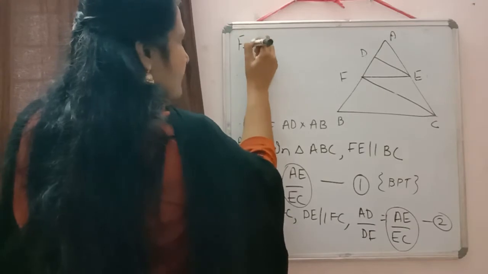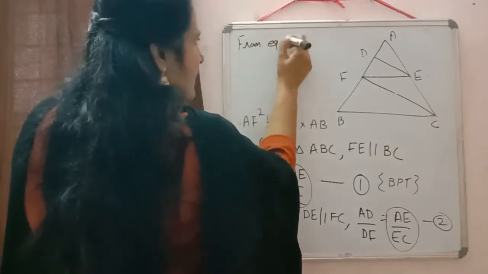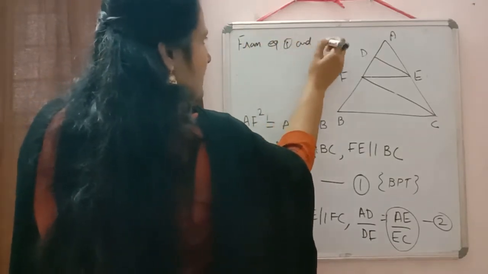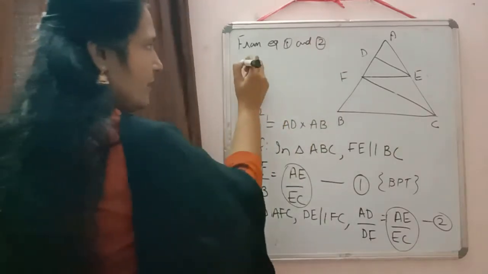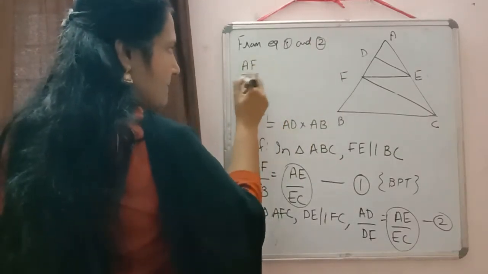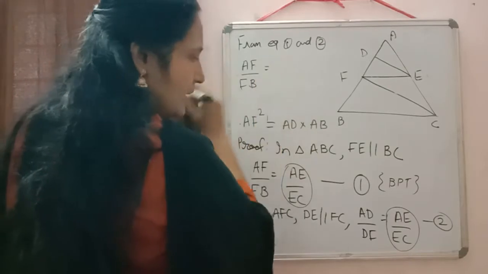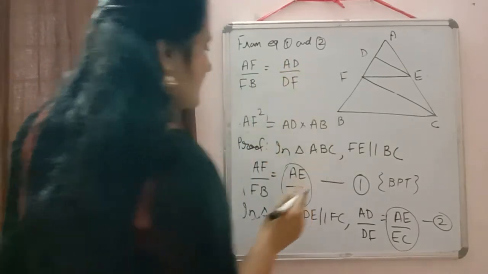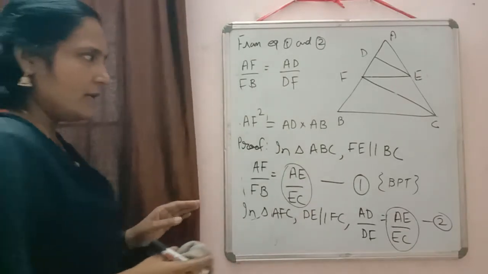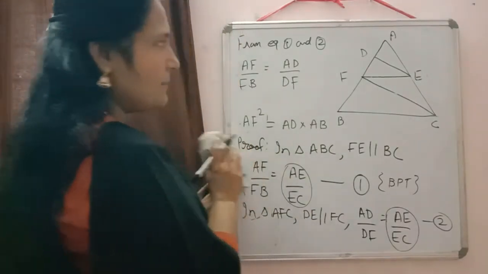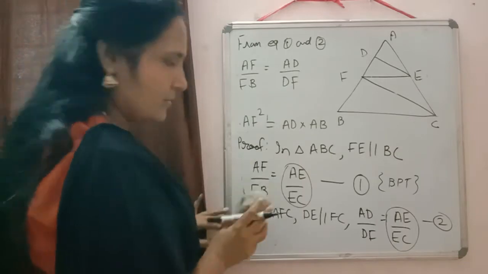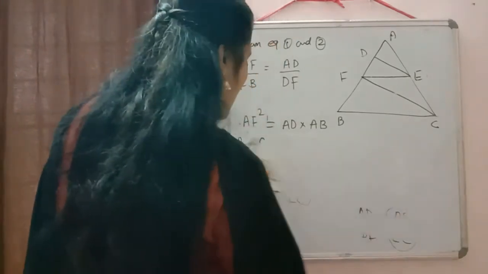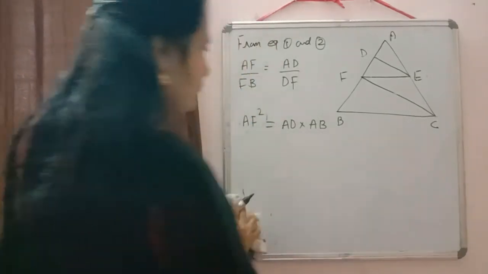Write down there, from equation 1 and 2. From equation 1 and 2, what we can say? AF by FB is equal to AD by DF. We can say AF by FB is equal to AD by DF. Written? Okay. Now here, this is the thing which we have to prove.